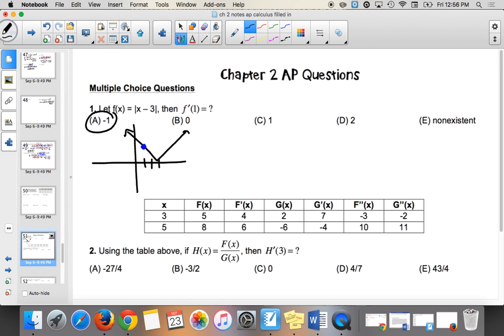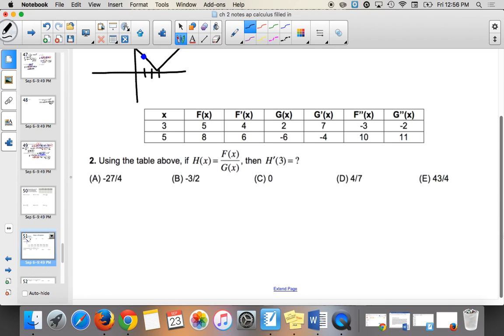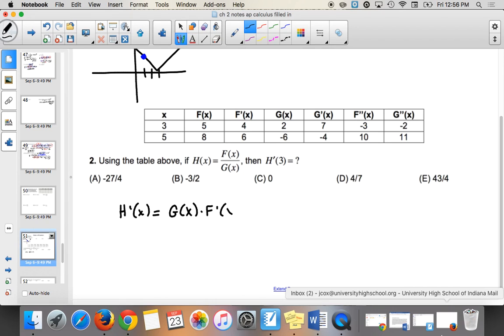All right, we've done plenty of these chart problems so far. If we have h of x equals f of x over g of x, then we do the quotient rule to find the derivative. So we have h prime of x equals low is g of x times d high is f prime of x, minus high is f of x, d low is g prime of x, all over the square of what's below. So we get that.